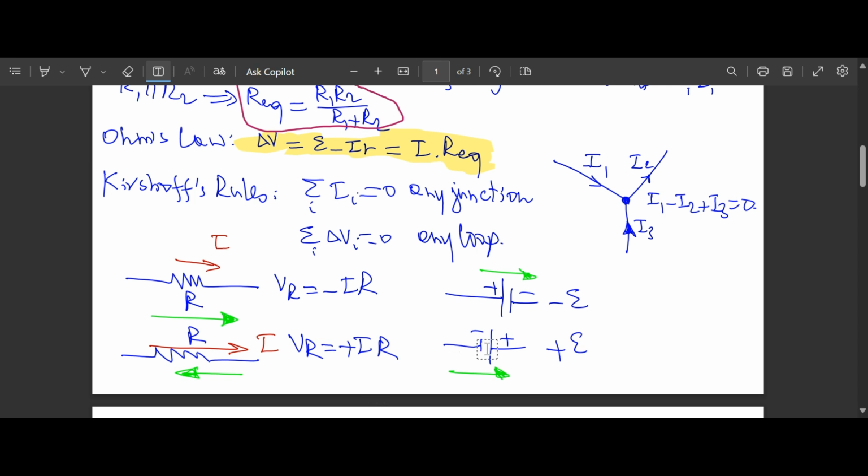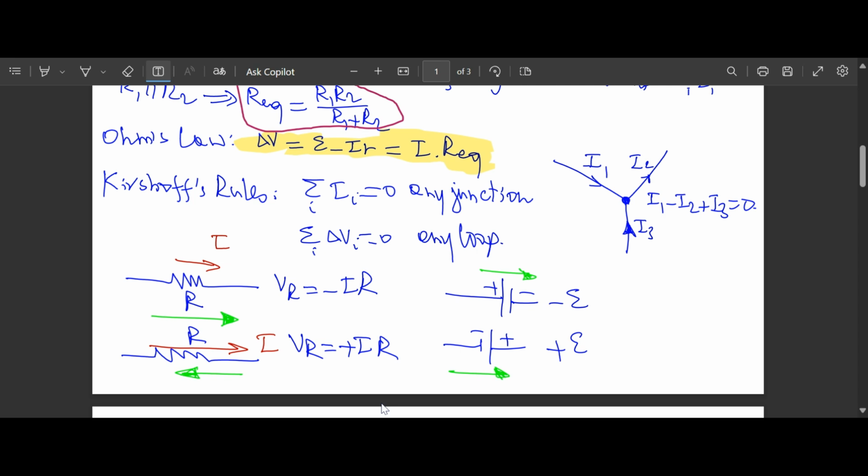Another way to look at it: the current coming in, I make it positive, like I3 here. Going out, like I2, I make it negative. I1 positive. So the sum of the current entering should be equal to the sum of the current exiting. This means the ones entering with plus and the ones exiting with minus sum to 0. That's the same: A equals B, A minus B equals 0. Okay?